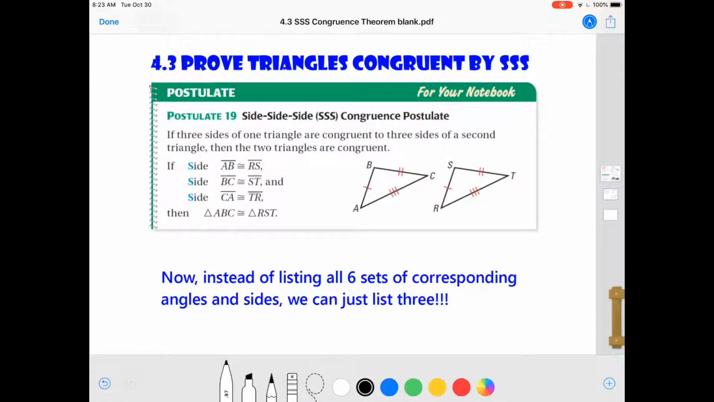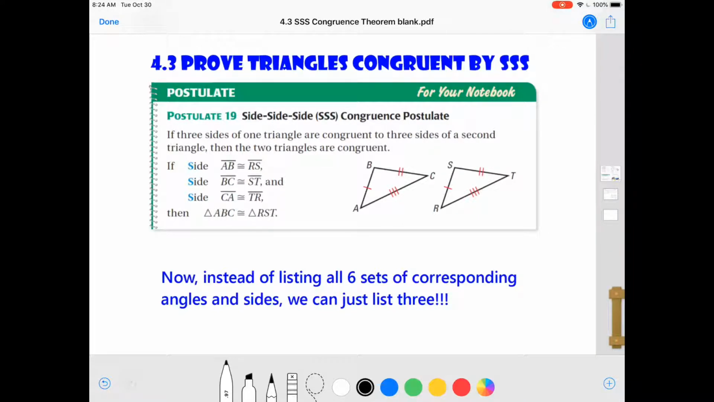And today's lesson is a shortcut for what we did yesterday. Today we are doing the side-side-side congruence postulate. So you can go ahead and write this on your note sheet. If 3 sides of one triangle are congruent to 3 sides of a second triangle, then the 2 triangles are congruent. And we sometimes call that the SSS Congruence Postulate.